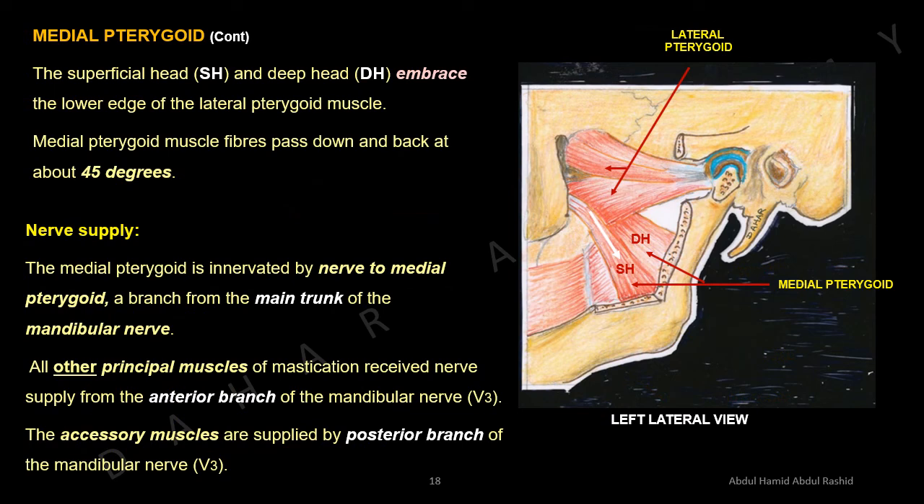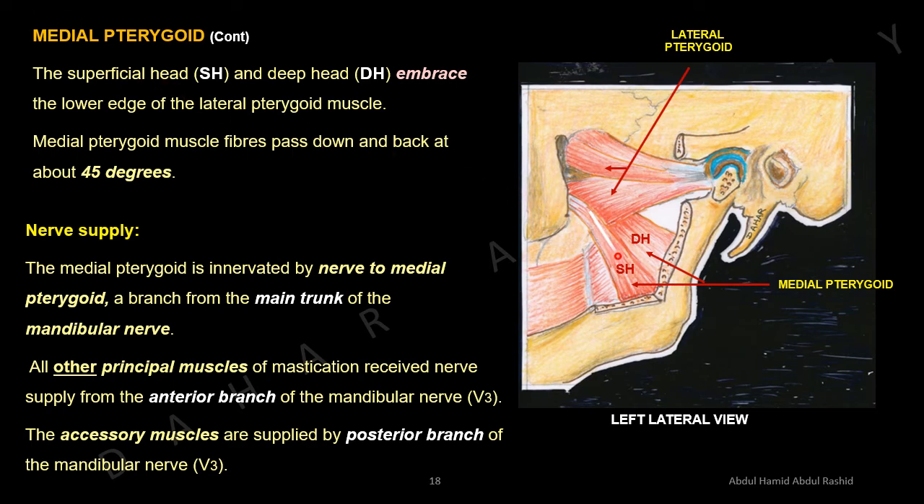Medial pterygoid muscles continuation. Look at the diagram again. This is left lateral view. This is medial pterygoid muscles. It has deep head and superficial head. This is lateral pterygoid muscles, upper head and lower head.